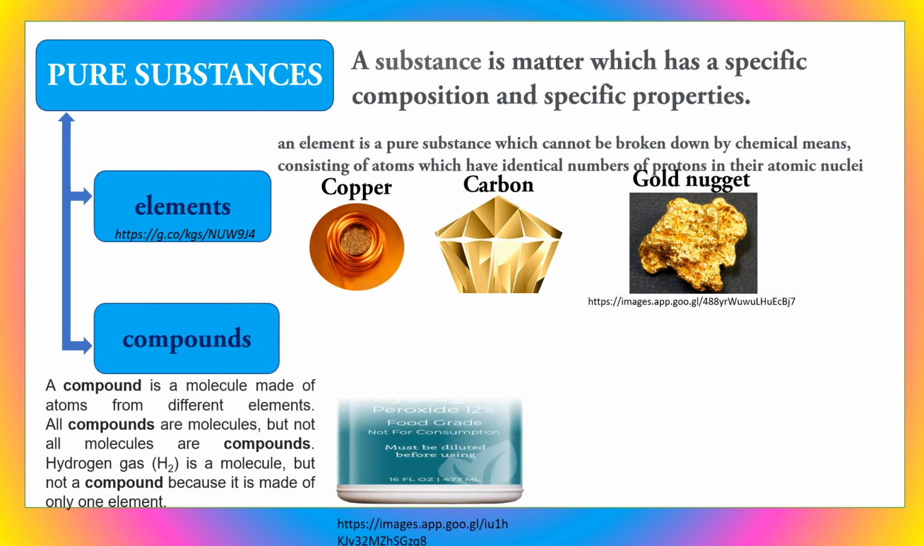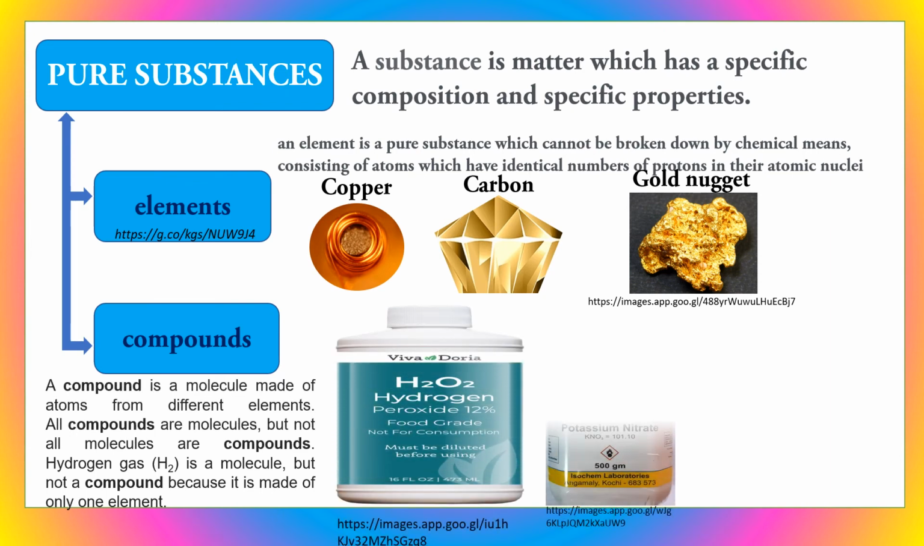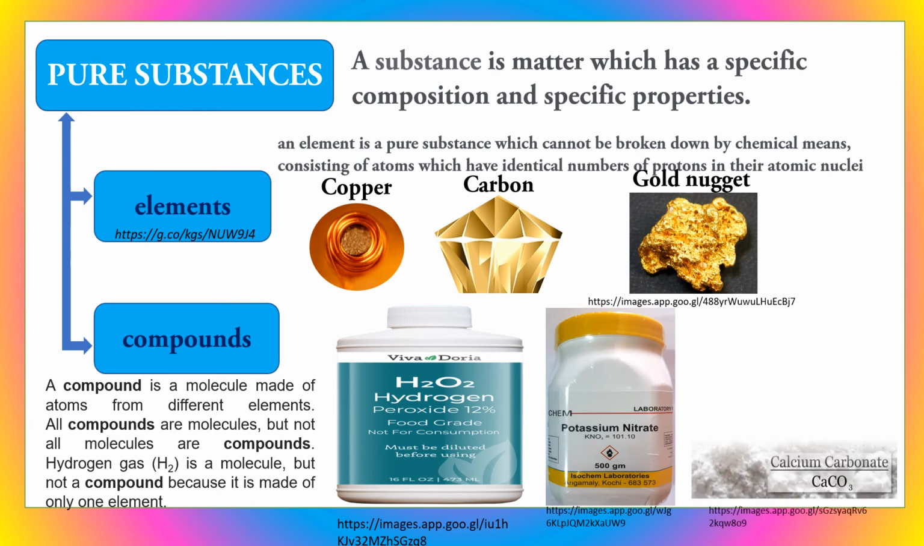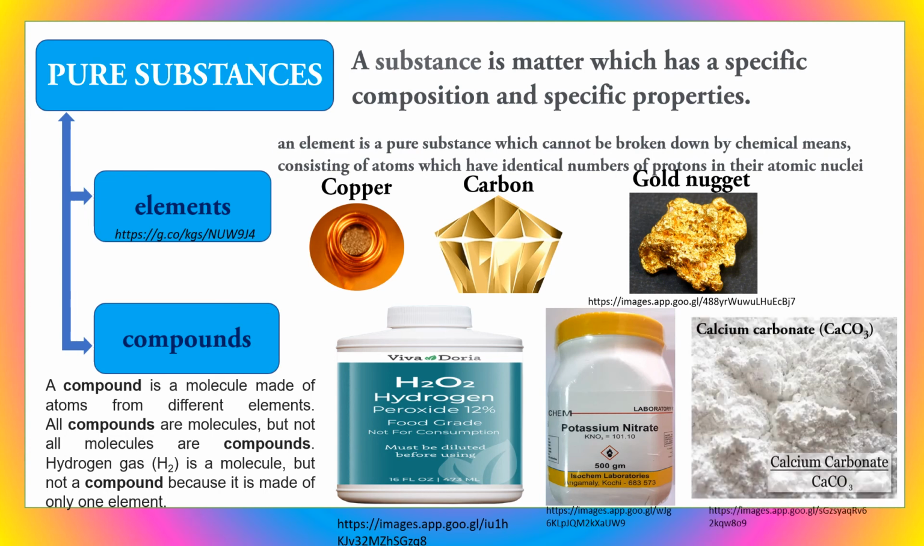So how about compounds? A compound is a molecule made of atoms from different elements. All compounds are molecules, but not all molecules are compounds. Like hydrogen gas or other diatomic molecules, they are not compounds because they are made of only one element. So for you to become a compound, there must be atoms of different elements. Take note of this. These are examples of compounds.